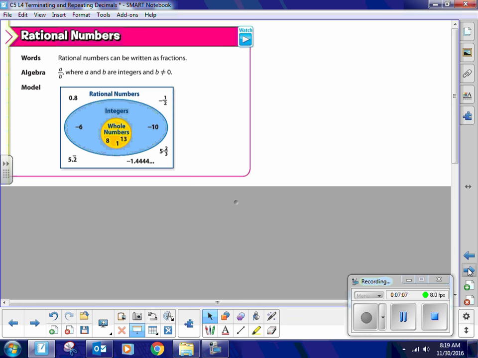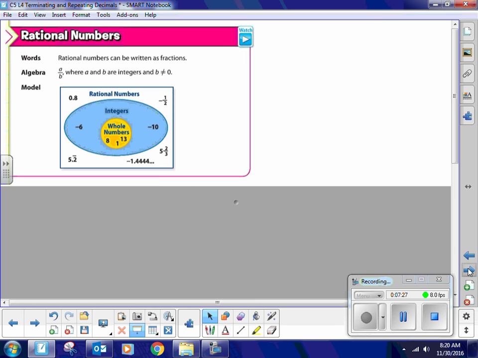Okay, rational numbers. Let's talk about rational numbers. Rational numbers can be written as fractions. Any number that can be written as a fraction is considered a rational number. Algebraically, it is a over b, where a and b are integers and b is not equal to 0, because you cannot divide anything by 0. It errors out for you.